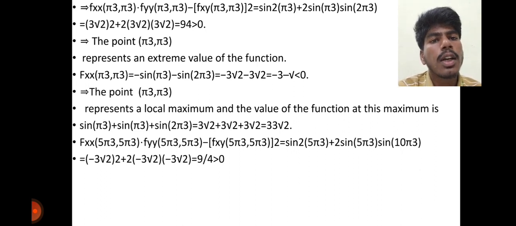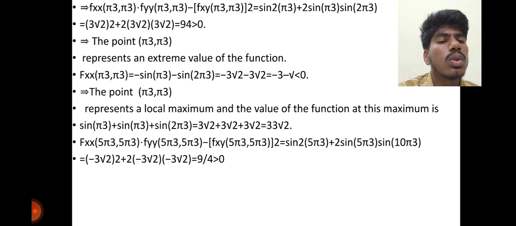The point pi by 3 comma pi by 3 represents an extreme value of the function f of x comma y, at pi by 3 comma pi by 3, sin of pi by 3 minus 2 pi by 3 is equal to 3 root 3 by 2 comma minus root 3 by 2. So minus root 3 by 2 is less than 0. So the point pi by 3 comma pi by 3 represents the local maximum, and the value of the function at the maximum is sin of pi by 3 plus sin of pi by 3 plus sin 2 pi by 3 is equal to root 3 by 2 plus root 3 by 2 plus root 3 by 2. So 3 root 3 by 2 is the maximum value of the given function.